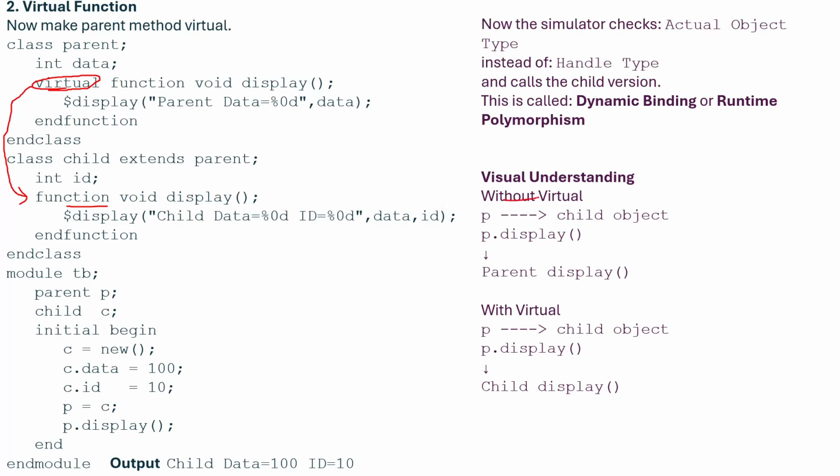So without virtual, with a parent class handle pointing to the child object, P dot display gives only the parent class display. With virtual, you have the parent class handle and the child object, but you get the child display only. The parent is completely overridden. Okay, let's see the code for this.